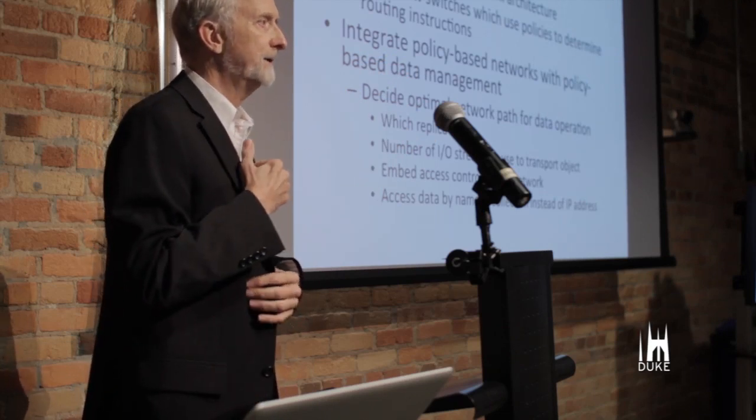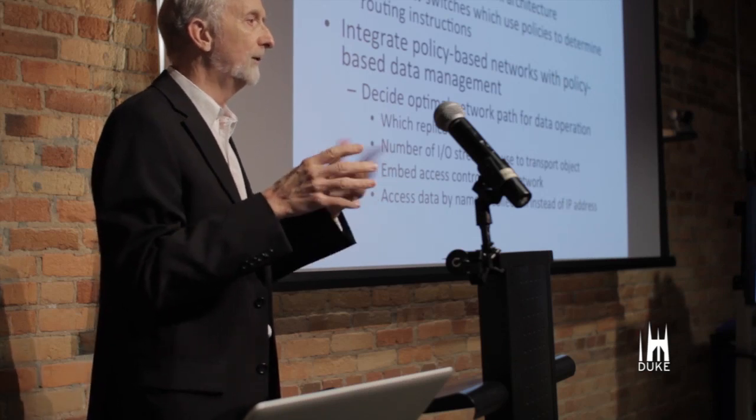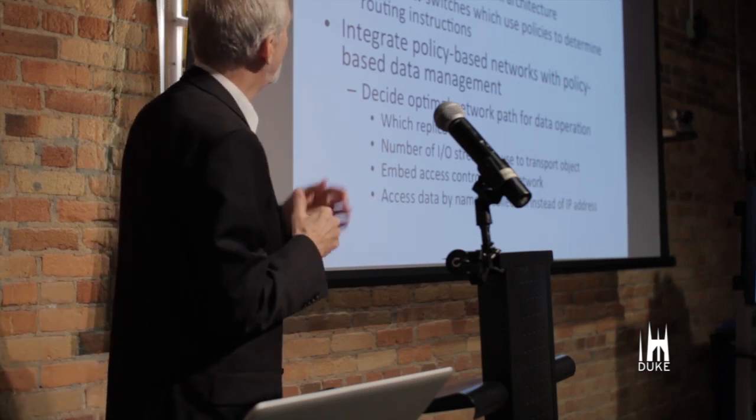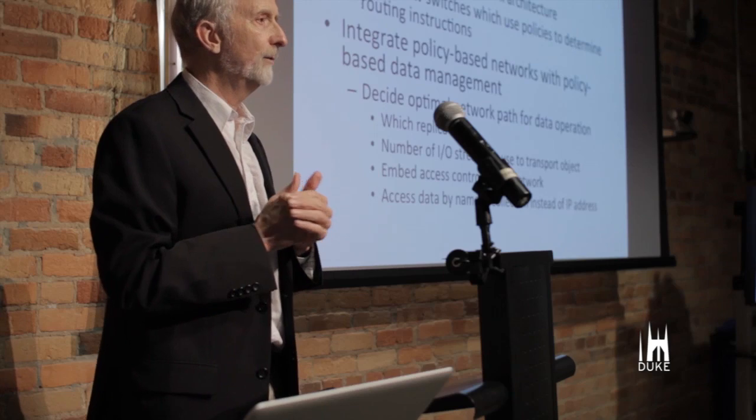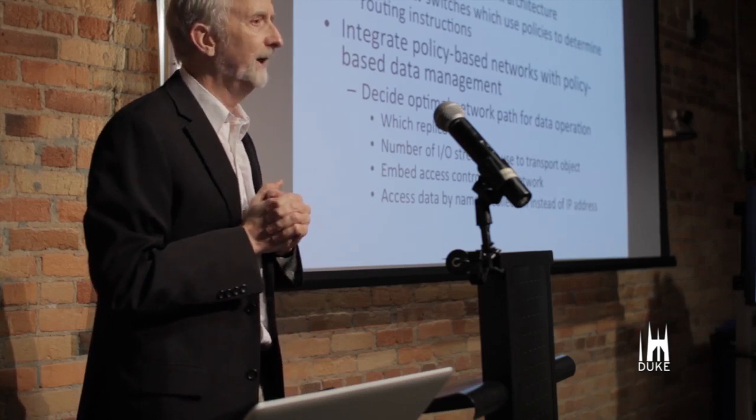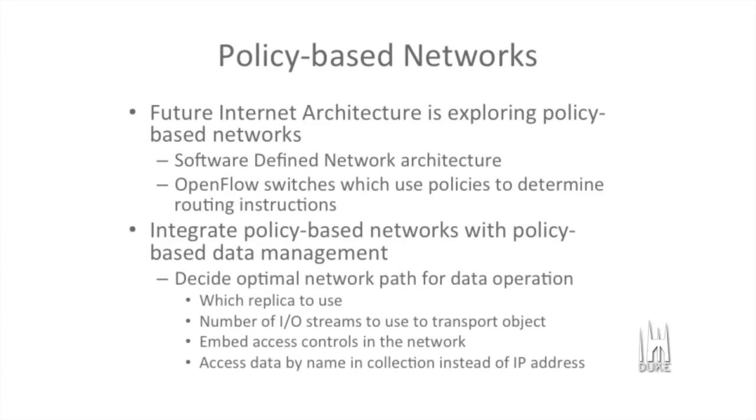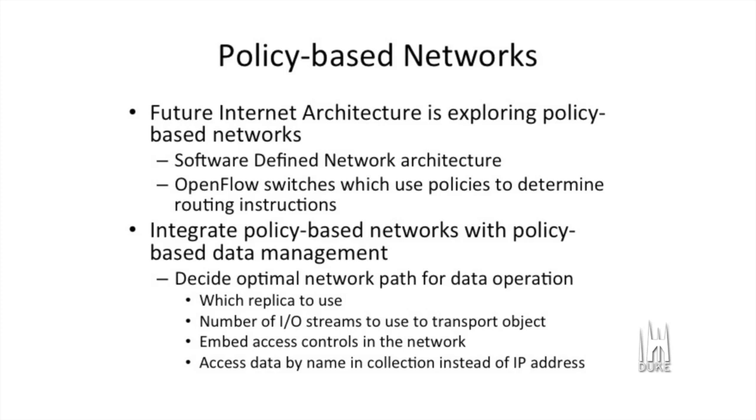So either I have to do that externally to the network, have all the knowledge, but with this environment, could the network find the closest copy for me so I don't have to do the work? So what we're doing is we're integrating policy-based networks with policy-based data management. You could think of a virtual collection managed by the data grid interacting with the virtual network defined by the OpenFlow routers. So I can then, once I map those two together, be able to have the network optimize all the transfers for me.